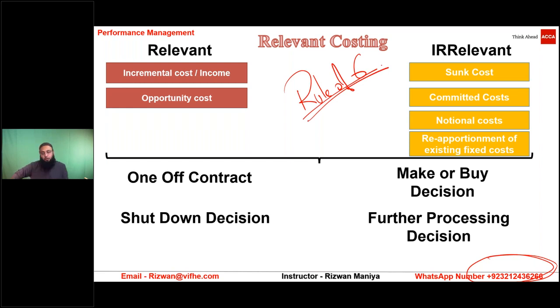So what's the rule of six? Two things make a particular thing relevant for decision making, and four things make a thing irrelevant, right? So the things that make this relevant for decision making are known as incremental cost or revenue. Second is opportunity cost. First of all, what is relevant cost?